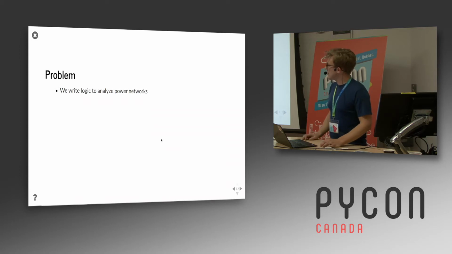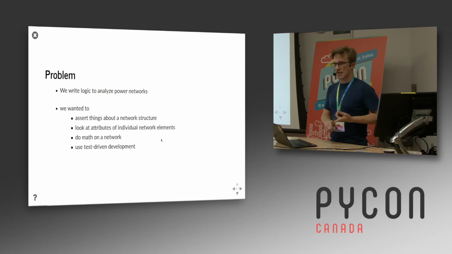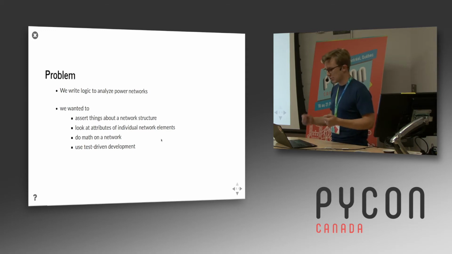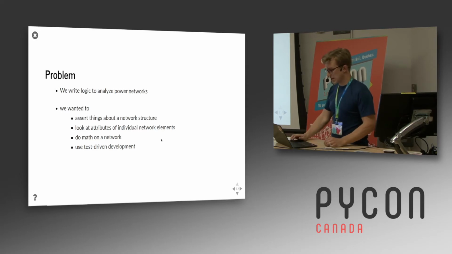So the problem that we had: we wrote logic to analyze power networks. We wanted to assert things about the network structure of the power grid. We wanted to look at attributes of individual elements in the network, so whether it's a power line, we wanted to know its resistance, or a generator, we wanted to know how much power it could put on the network. And we want to do math on the network, so analyze it and come up with statistics about the network and figure out how it's going to operate. And we want to do all this using test-driven development.